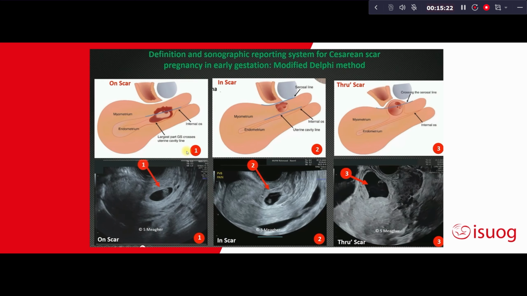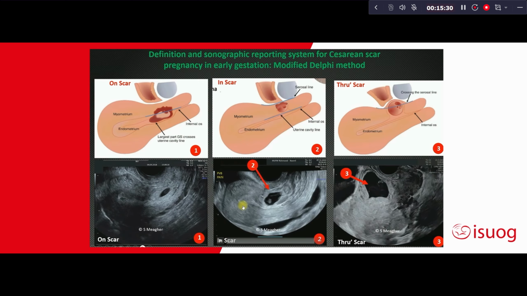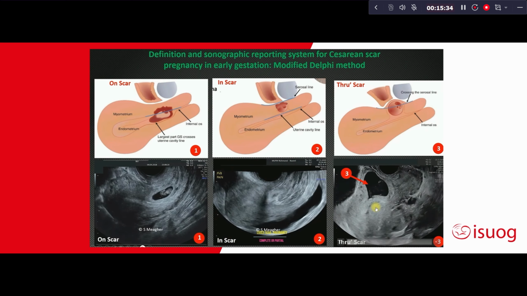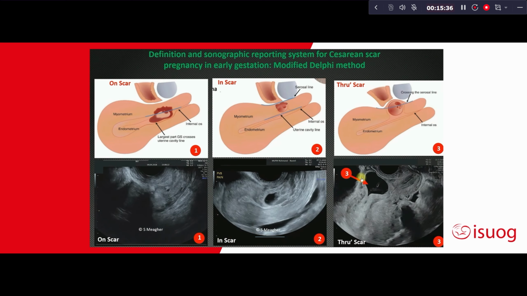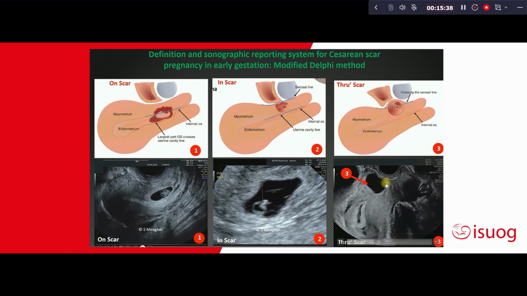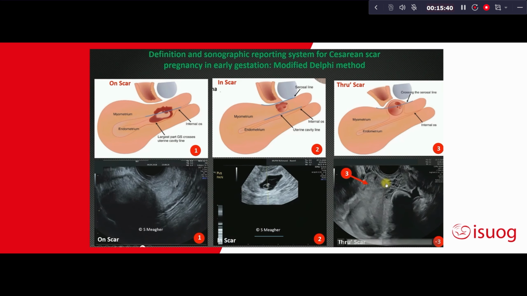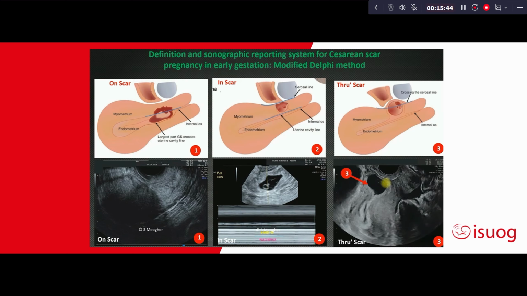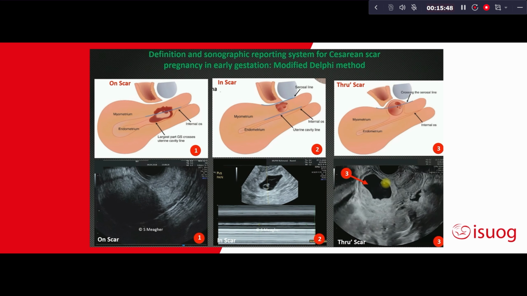If we look at the ESHRE classification, whether it's on the scar, in the scar, or through the scar, and matching sonographic examples in the three images, or three cine loops, are demonstrated below. Of course, the ones that you worry most about are those that bulge out towards the urinary bladder. The earlier they are, the easier they are to treat. The larger the gestation sac size is, the more bulge into the urinary bladder. The later in gestation, the harder they are to treat.